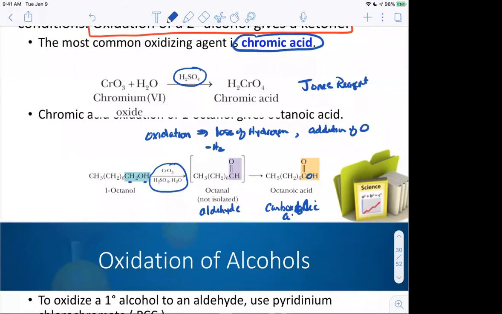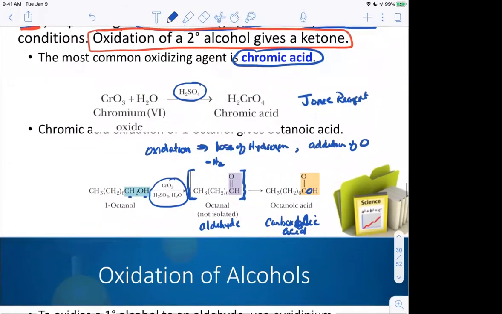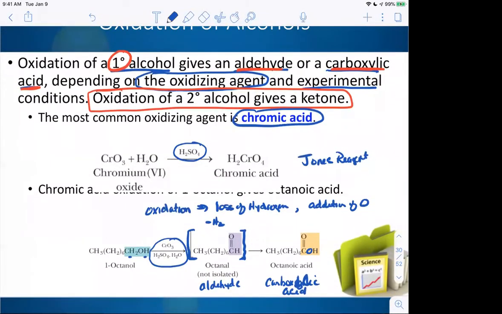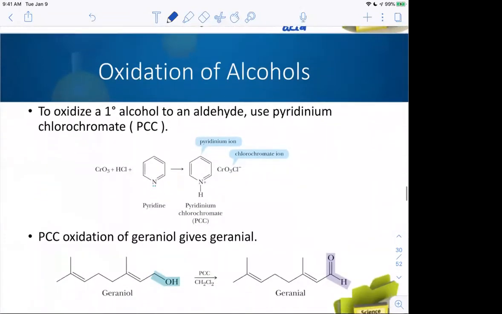Now, notice that I really can't stop here. This is an intermediate. This is what these brackets mean. It's not something that is going to be isolated very effectively, because once it forms, it's going to further oxidize. So when I use Jones reagent or chromic acid, primary alcohols will not stop at the aldehyde and will go completely to the carboxylic acid. Now, if I have a secondary alcohol, I will get a ketone. But primary alcohols do something a little bit different.